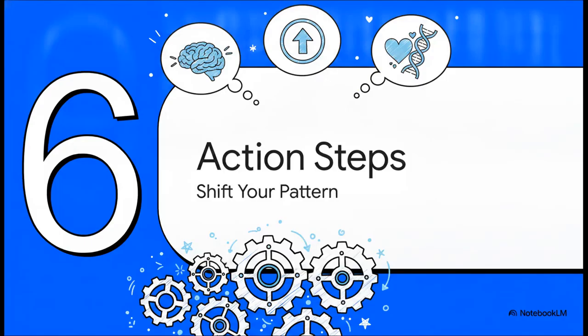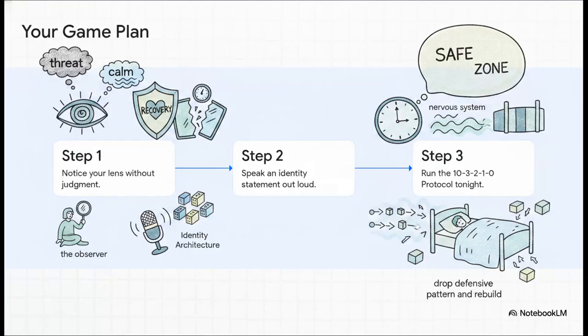All right, let's take all this fascinating science and turn it into 3 practical actions you can start doing right now. Here are your 3 steps to get started today. Step 1. For just one single day, simply notice your lens without any judgment. Are you measuring your body through a lens of threat or a lens of calm command? Just gently observe the observer.